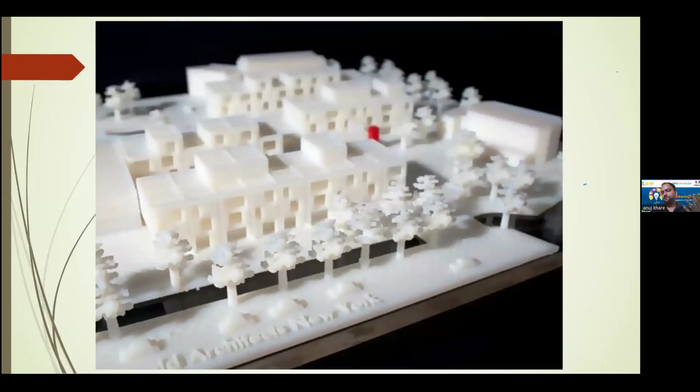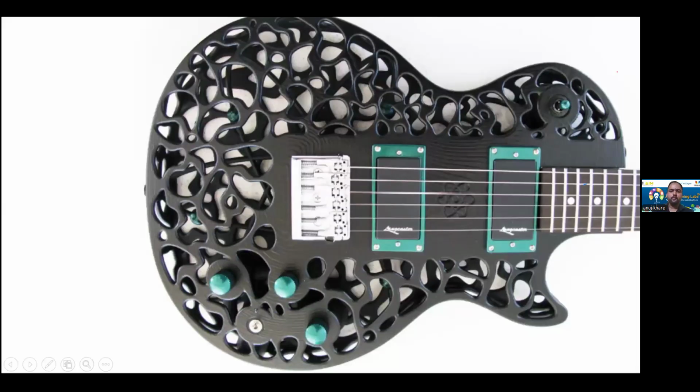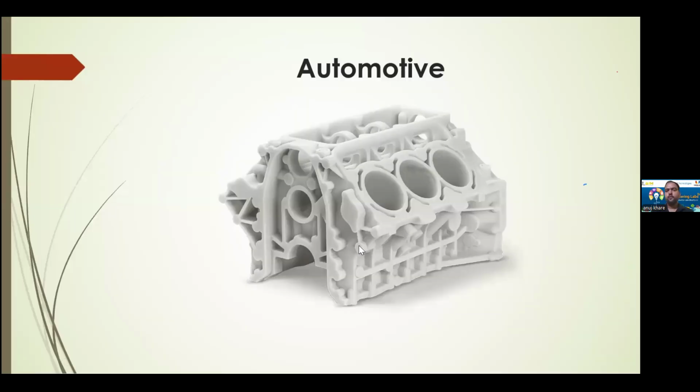Now, the musical industry. Here you can see that its body is completely 3D printed, but the other parts are wire and metallic. That's fine, but the body of this guitar is 3D printed. Automobile industry: if you want to explain how an engine looks, how a two-stroke engine or four-stroke engine works, you can print that part in a 3D printer.